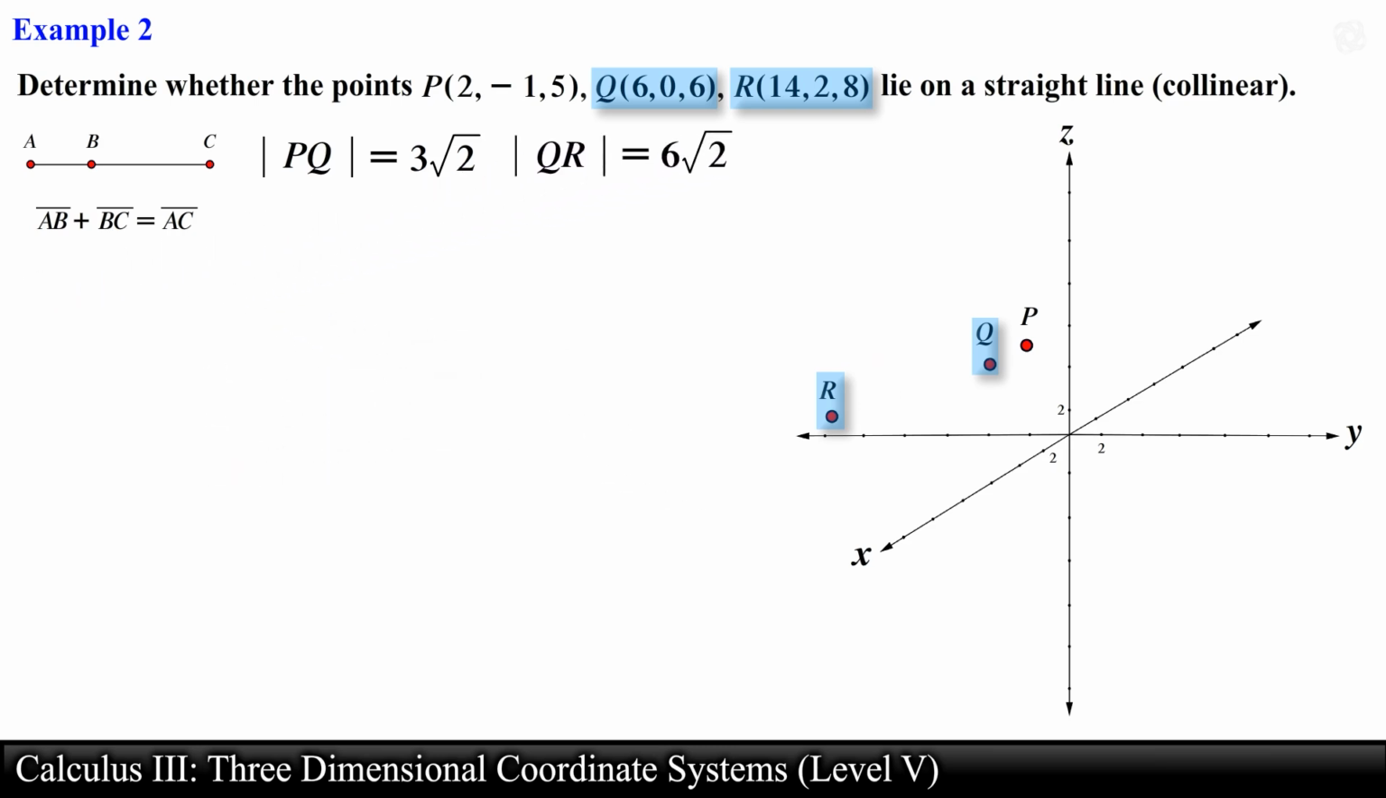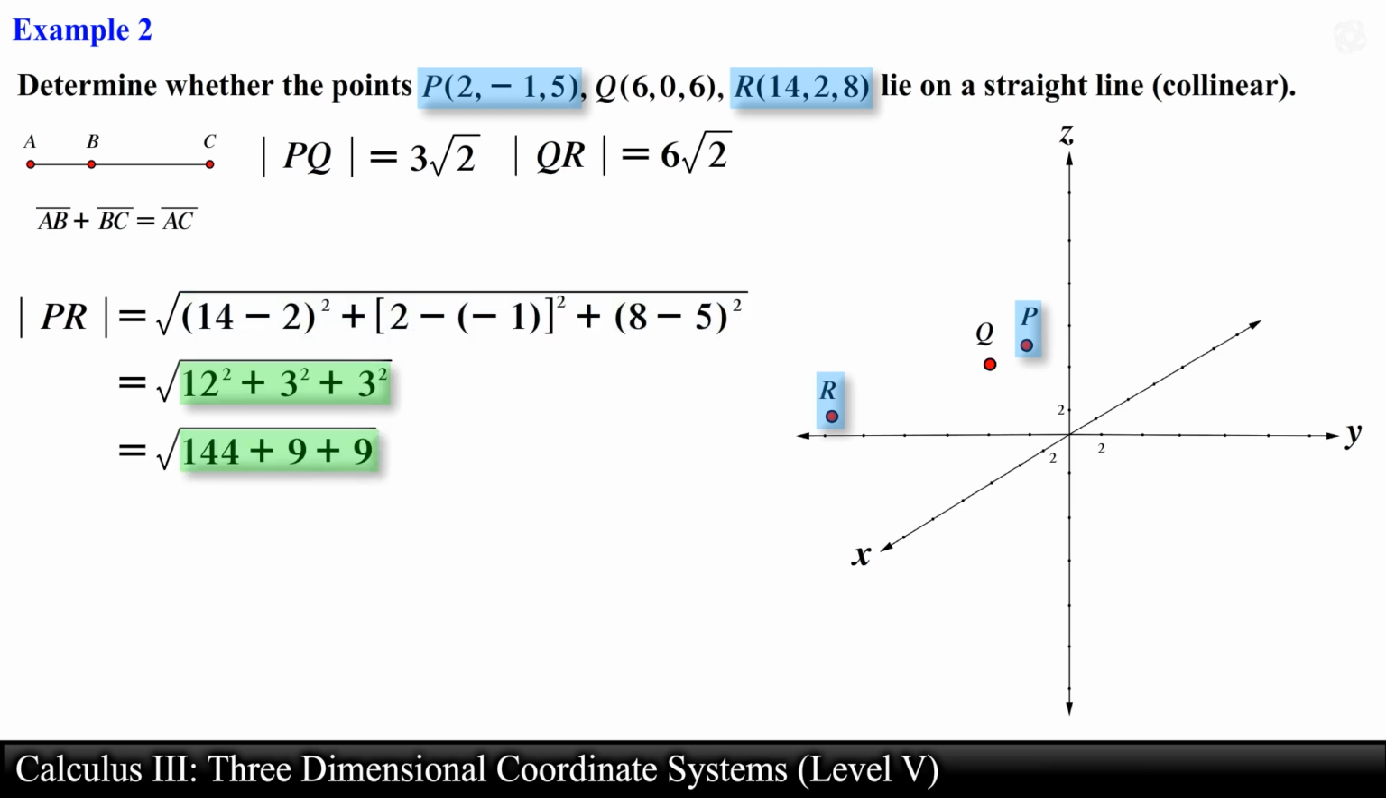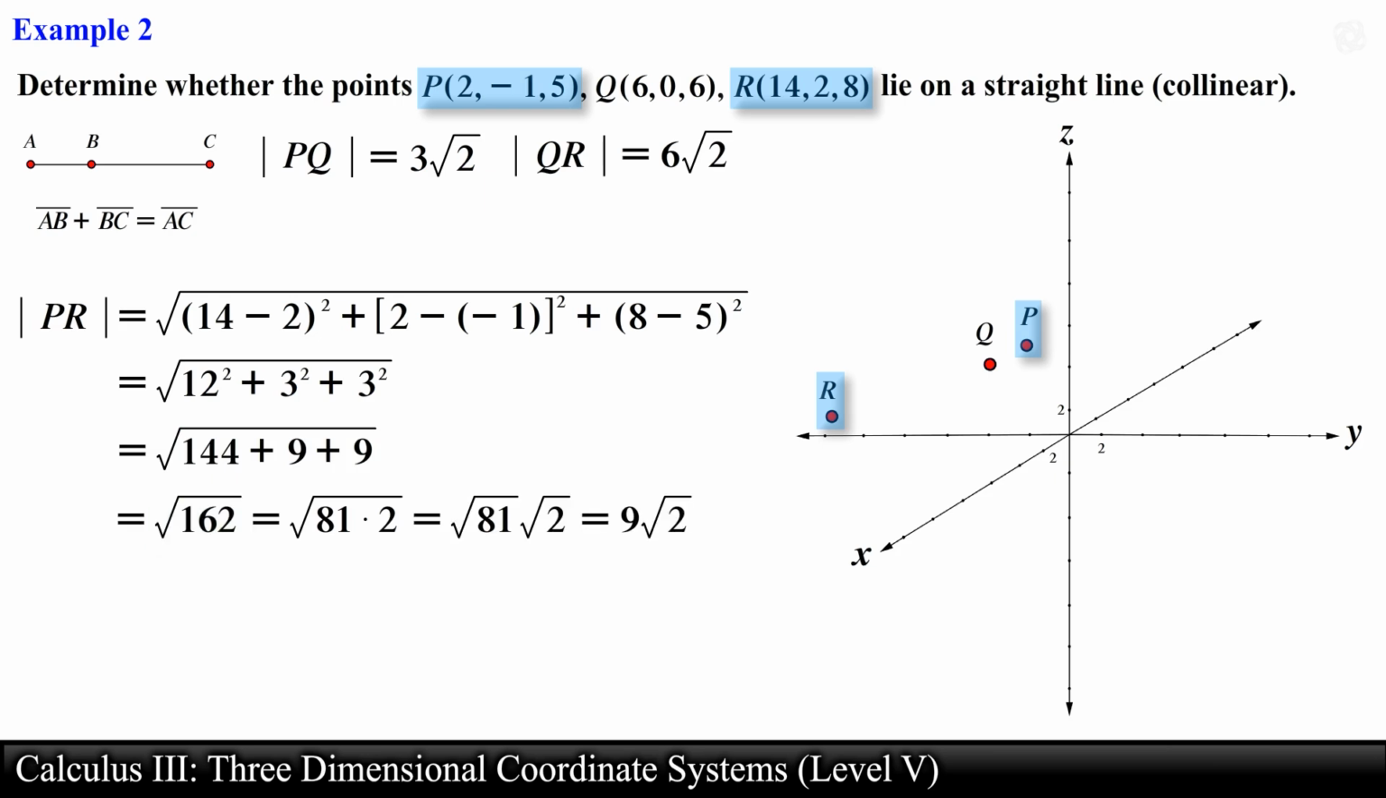Finally, we go ahead and find the length of line segment PR. So we use the distance formula and substitute the coordinates of each point. Doing that, we obtain the following expression. Then we go ahead and square the terms and simplify. Doing that, we obtain the following. We can simplify the radical expression by breaking it into the product of a square number and a factor of 162. In this case, 81 times 2. Then we go ahead and simplify the expression, obtaining 9 root 2.